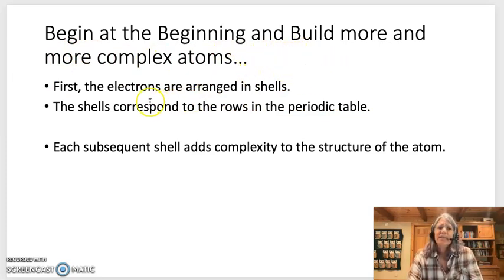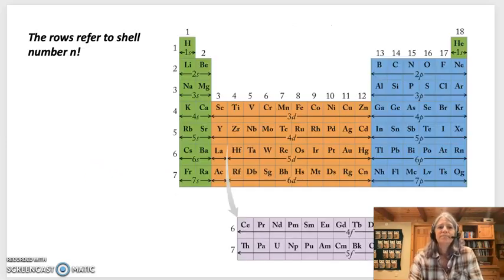When you begin at the beginning, you can just say these electrons are arranged in shells. So think of them like a shell that goes around the nucleus of the atom. And luckily, these shells correspond to the rows in the periodic table. The periodic table is a beautiful thing for that reason. Just remember that every shell that you add adds more complexity to the structure of the atom. So we're going to start at the beginning with the first shell, which is the most simple.